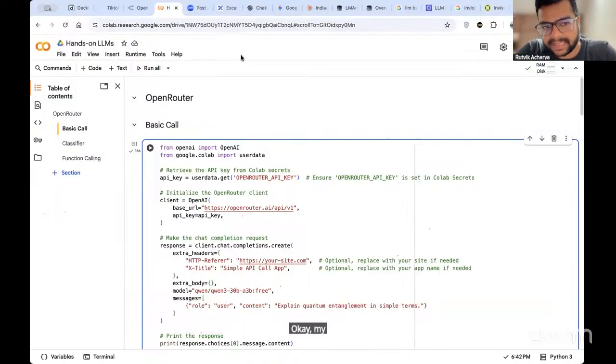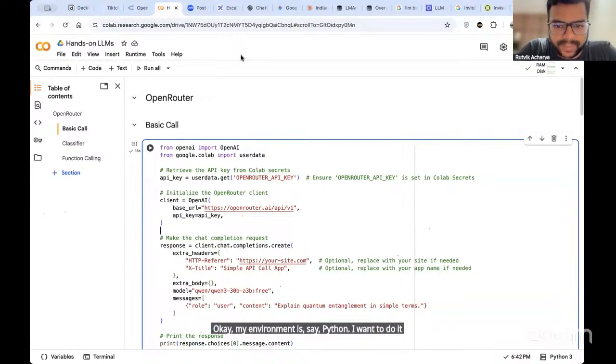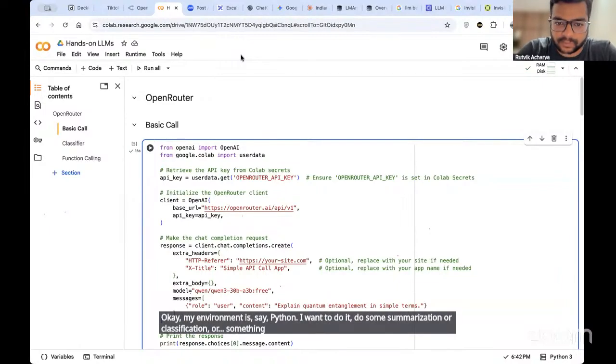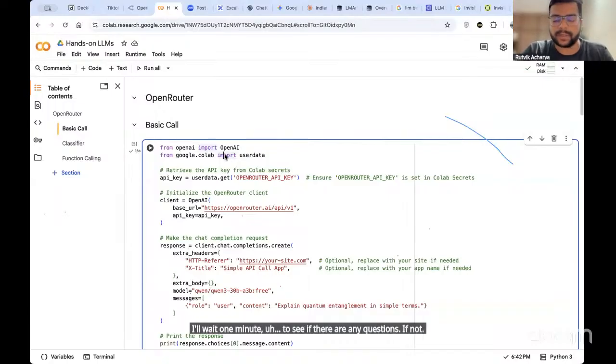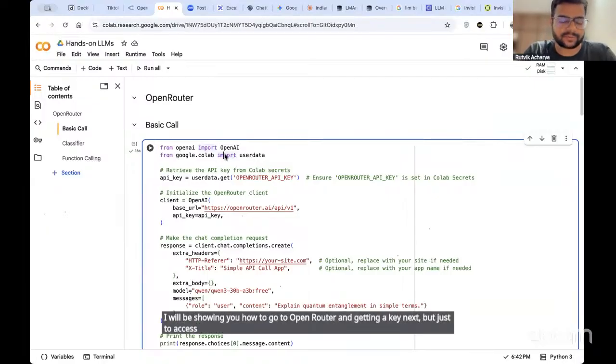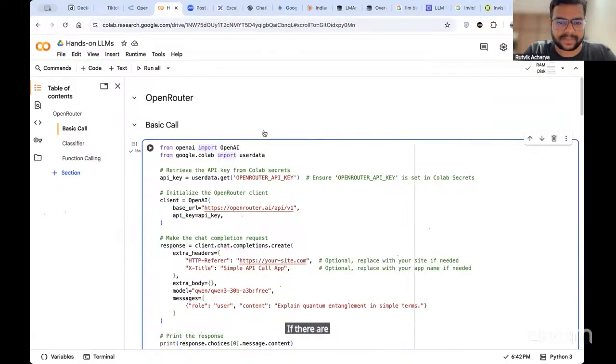My environment is, say, Python. I want to do some summarization or classification or something on my specific use case and my data. We are able to do that using this specific case. Please try to access this link, everyone. I'll wait 1 minute to see if there are any questions. If not, we'll move on. I will be showing you how to go to OpenRouter and get a key next. But just to access this Colab environment itself, if there are any questions, please let me know.